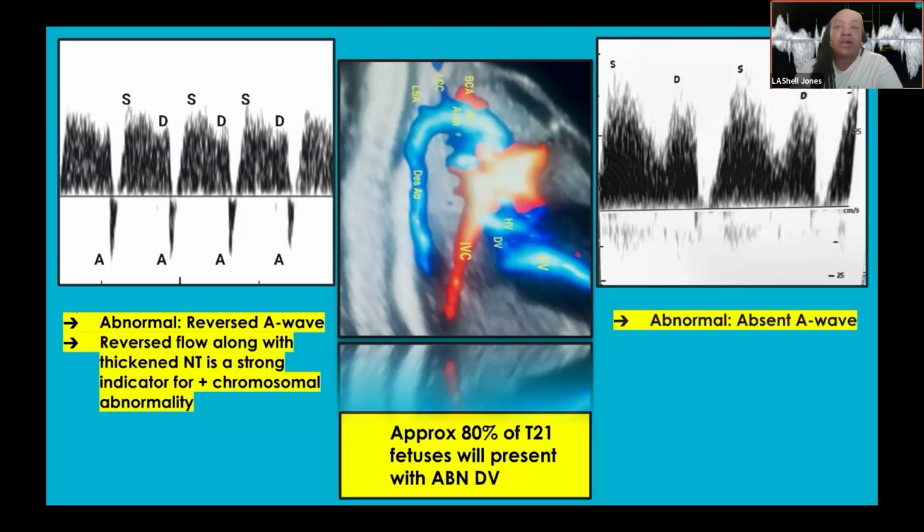So if you have a case where you have a thickened nuchal translucency or absent nasal bone, then I think it's a great idea to assess the ductus venosus waveform. And even tricuspid regurgitation assessment wouldn't hurt either in that case.